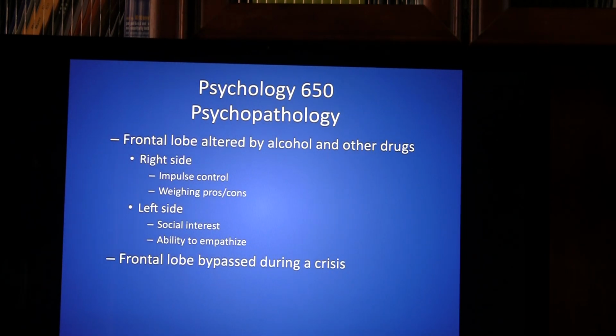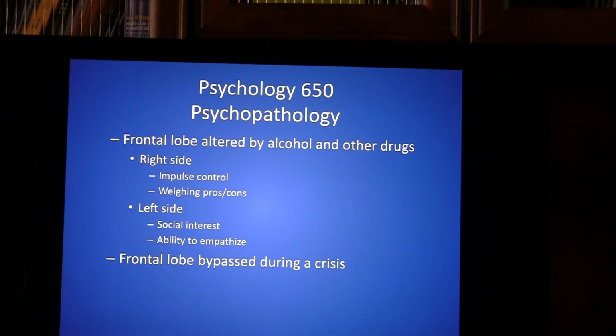The frontal lobe, as you know, can be altered by substances, especially alcohol. So when we take a look at the right and the left side of the frontal portions of our brain, we can see that alcohol, for example, can cause these portions of the brain to malfunction.